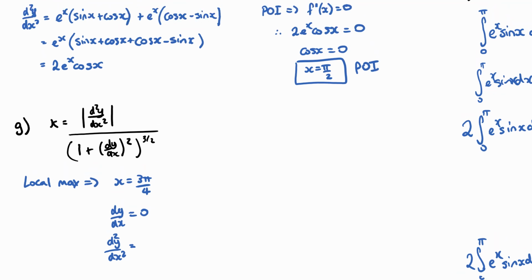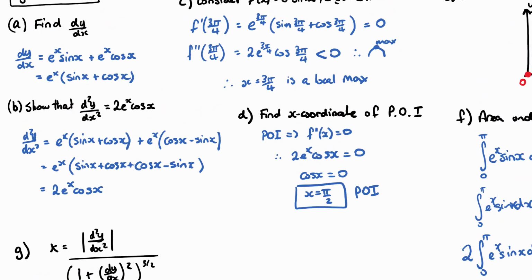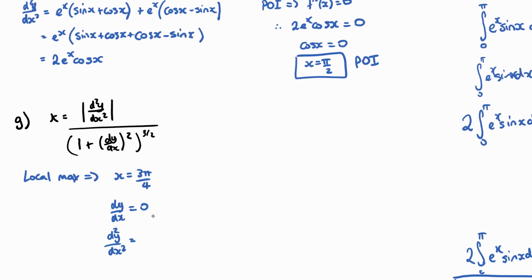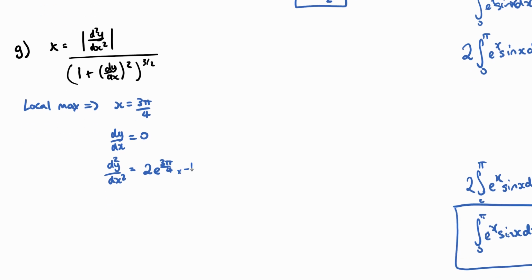we did sub that in somewhere. Here we go. If we sub this in, we're going to get 2 e to the 3 pi on 4 cos of 3 pi on 4, which actually we can simplify. That's just going to be 2 e to the 3 pi on 4, and then cos of 3 pi on 4 is actually negative 1 on root 2, so times negative 1 on root 2, which will be negative root 2 e to the 3 pi on 4.